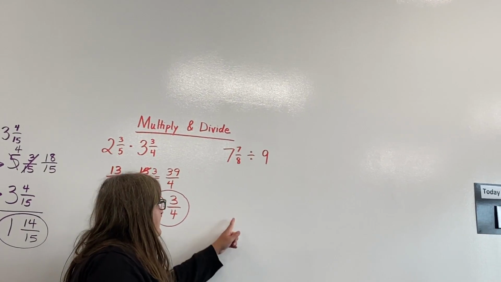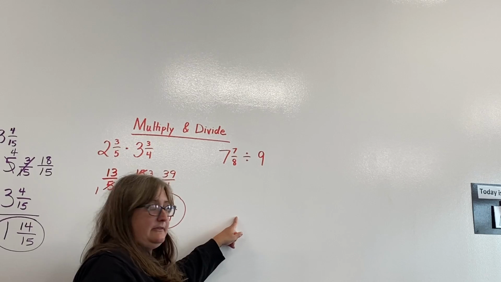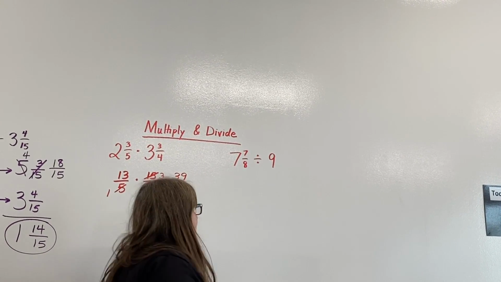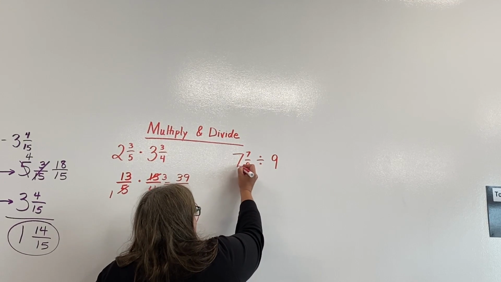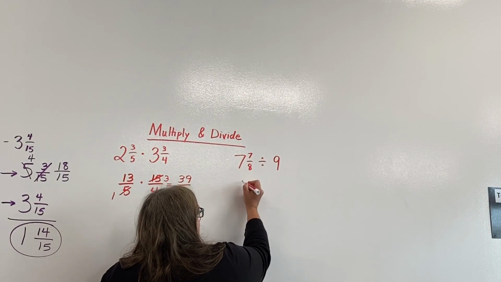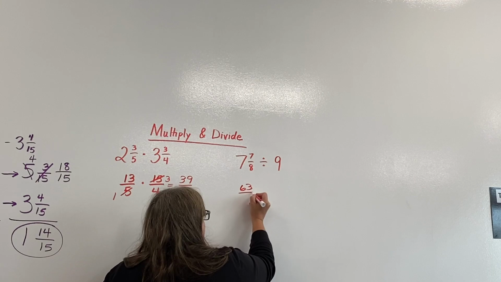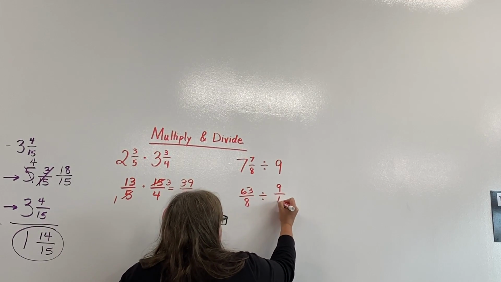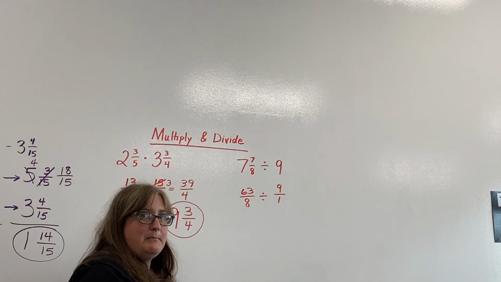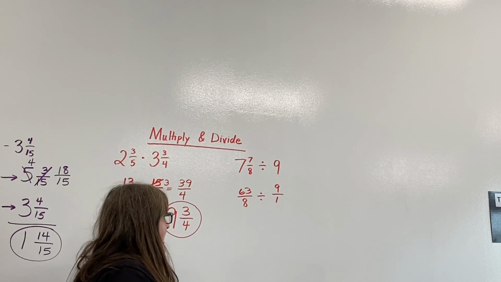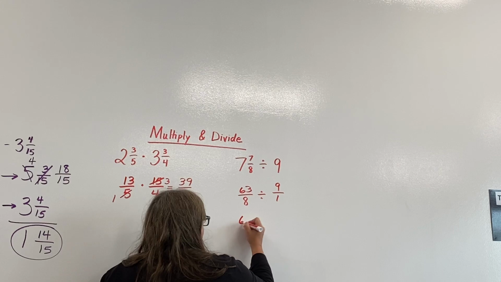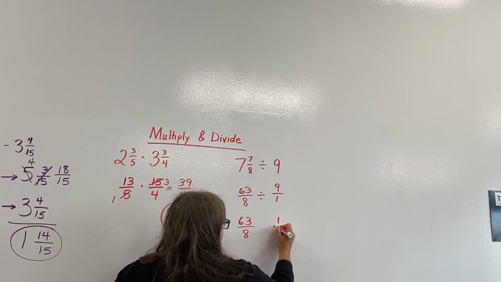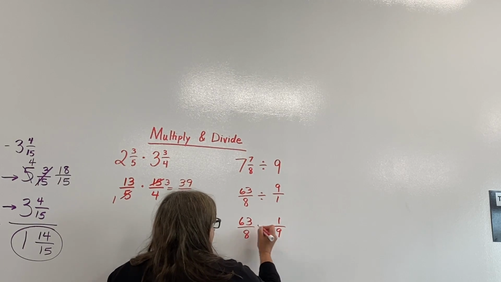Here's our last problem. Once again, we're going to take this mixed number and this whole number and change them into improper fractions. So 8 times 7 is 56, plus 7 is 63, and 9 is just going to become 9/1. Now when I'm dividing fractions, I'm going to keep this first fraction the same, flip my second fraction, and multiply.